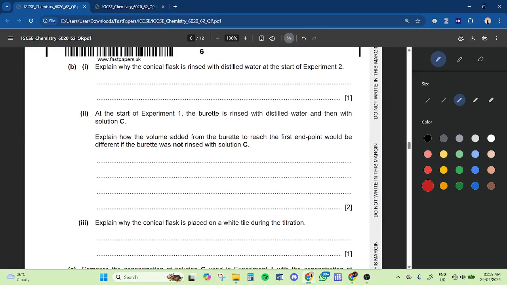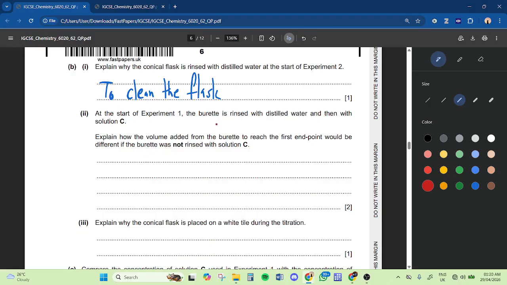Explain why the conical flask is rinsed with distilled water at the start of experiment 2. So this is very simple. Whenever you wash out anything with water, it is to clean the flask. So yeah, to clean the flask. All right, so now we move on to the critical portion of this question.